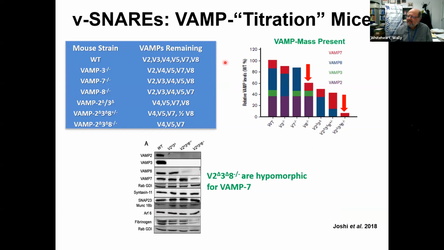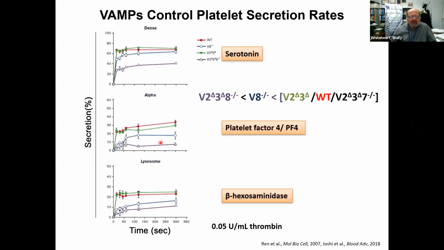But we made these series of mice, and you can sort of look here in this diagram. These are the animals that we created with the VAMP proteins that are there, and of course the ones that are remaining. And when you look at the mass of the VAMPs remaining, you can see how we sort of titrated down the VAMP proteins. Whereas this animal here, which is a knockout of VAMP 2, 3, and 8, is actually also hypomorphic for VAMP7. And so we've basically taken away roughly about 90% of the VAMP proteins that are present in platelets. Okay? So this gives us a way to manipulate the secretion process. Have we really? So I'll show you some of the data.